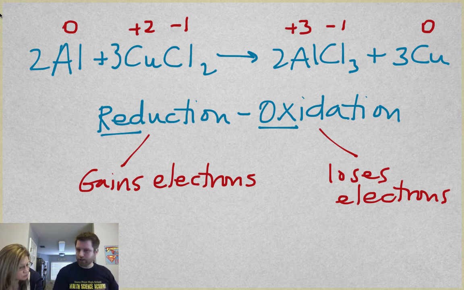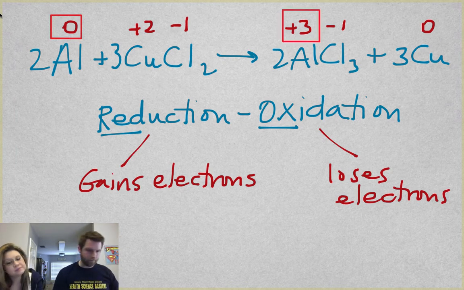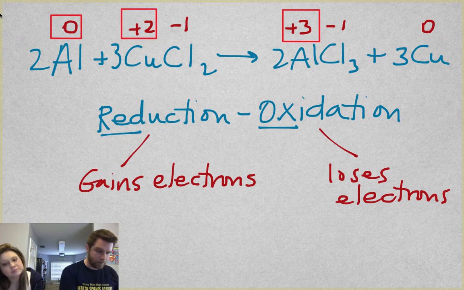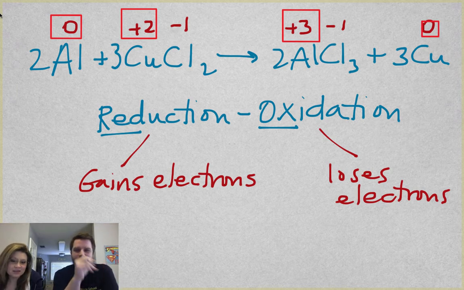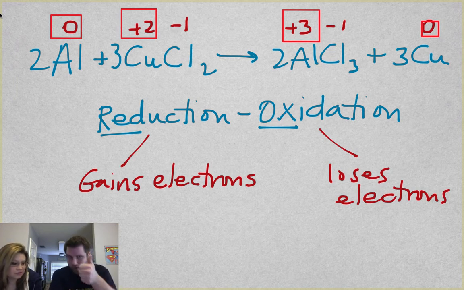So let's look here and see what changed. Whose oxidation number changed from one side of the reaction to the other? The aluminum and the copper. The aluminum's oxidation number changed from 0 to plus 3, and the copper changed from plus 2 to 0. Let's look at aluminum first. Aluminum went from 0 to plus 3. Did the oxidation number go up or down? It went up, so we lost electrons.